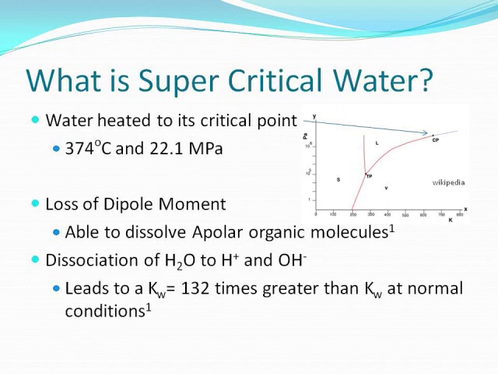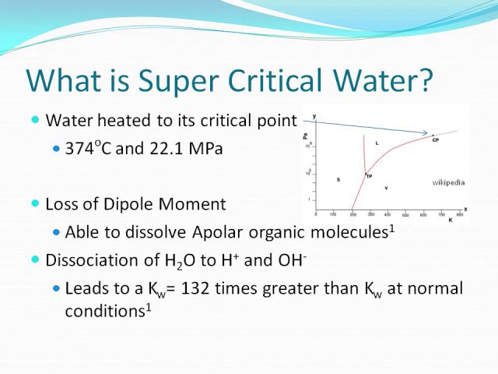As water is heated towards its critical point at 374 degrees Celsius and 22.1 megapascals, at the point indicated on the phase diagram of water, 70% of its hydrogen bonds are destroyed, and water molecules lose their dipole moments. With no dipole moments, supercritical water is able to dissolve many apolar organic molecules, including cellulose.